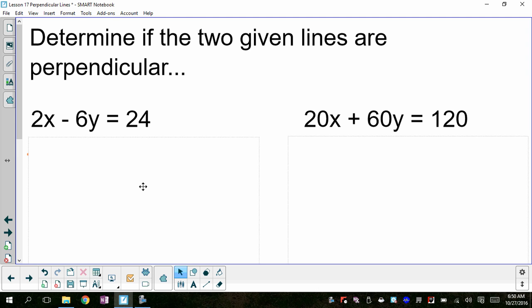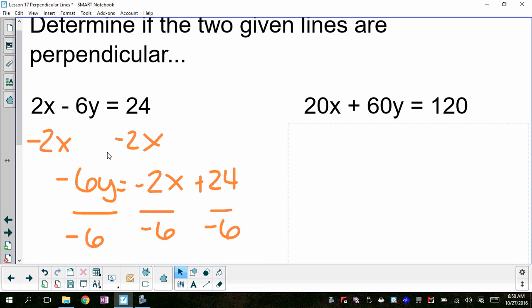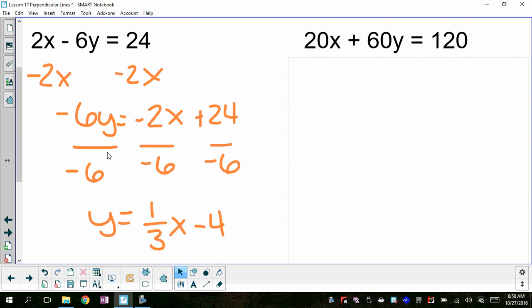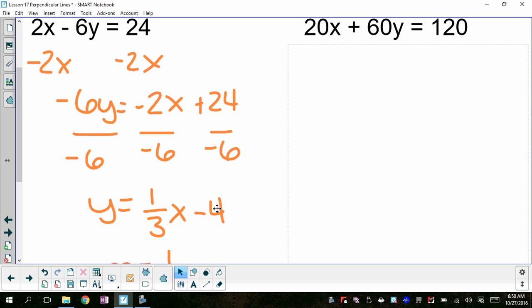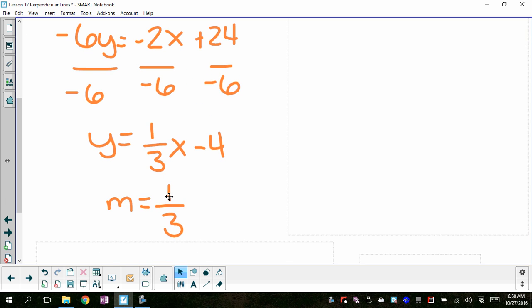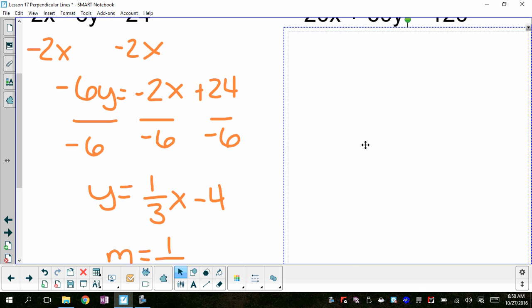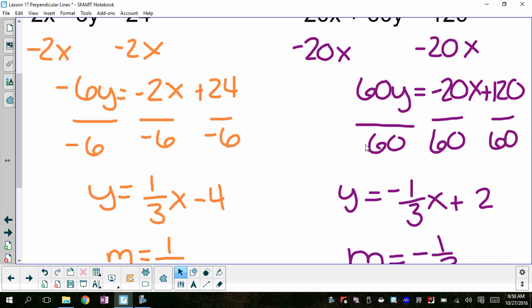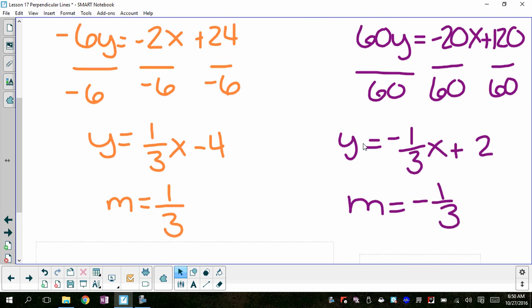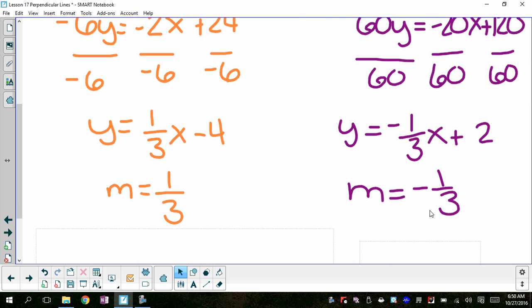Try another one, given the equations of two lines, to see if they're perpendicular. We have to solve for y, get these things in slope-intercept form so that we can pull the slope out of the equation and compare them. So if we solve the first one for y, we get this equation in slope-intercept form, and we find that the slope is 1/3, positive. We'll do the same thing for the second one, and we'll find that the slope is -1/3.